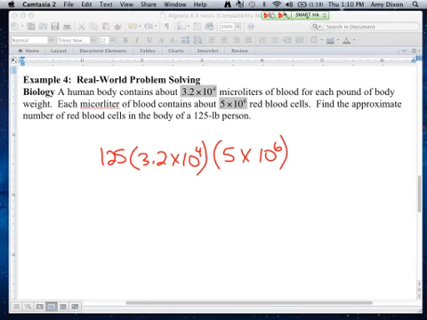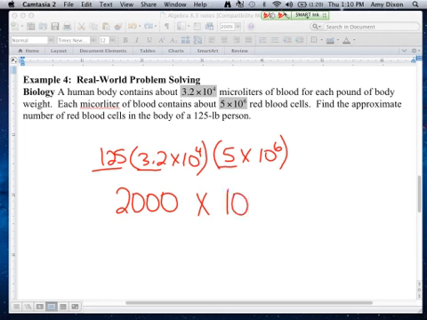All right, we have 125 times 3.2 times 5. We're going to multiply all of those whole numbers first. So when you multiply all of those out, somebody want to tell me what we get? No one has a calculator. All right, when you multiply this out, you get 2,000.